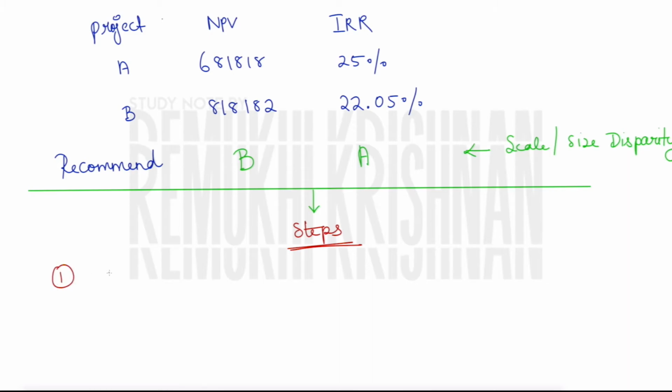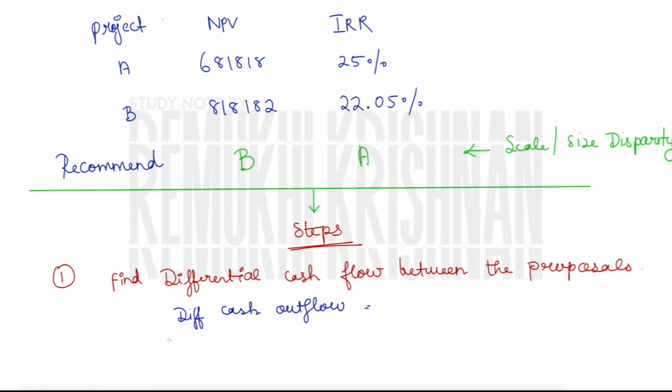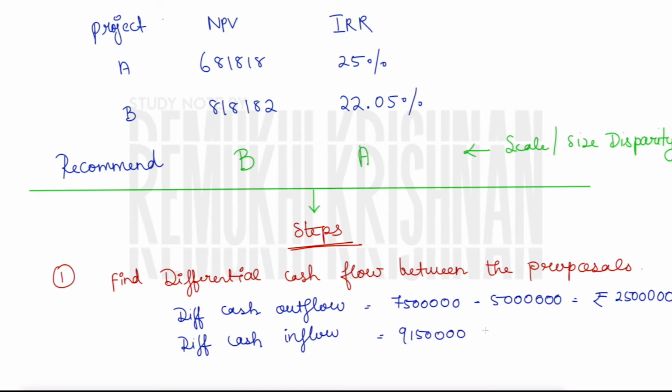The first one is to find the differential cash flows between the two proposals, that is between project A and project B. So okay, let us find the differential cash outflows. 75 lakh minus 50 lakhs comes to be rupees 25 lakh. So the differential cash inflows, what is this? For project A and project B, 91 lakh 50,000 minus 62 lakh 50,000 comes to be rupees 29 lakhs. Okay, let us move on to the second step.